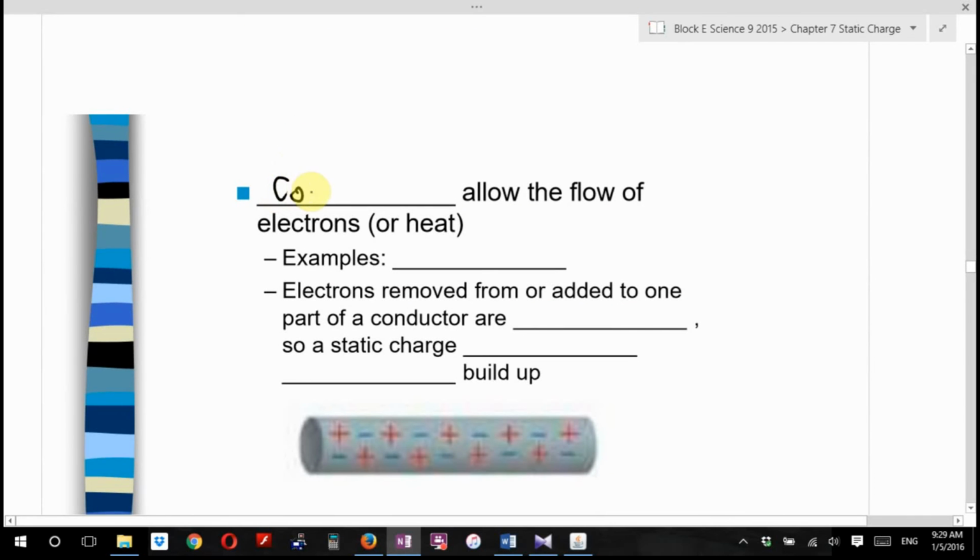Conductors allow the flow of electrons or heat. Well, what type of elements conduct electricity? I'm looking for a word that begins with the letter M. Metals. So if you add or remove electrons from one part of a conductor, they're immediately replaced because other electrons can flow in along the conductor from a different source. And so static charge doesn't build up.